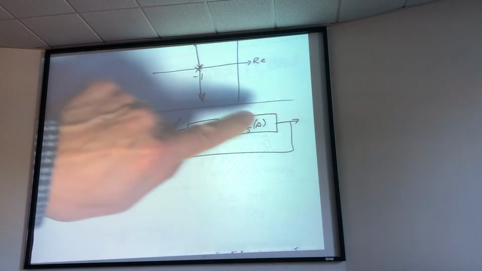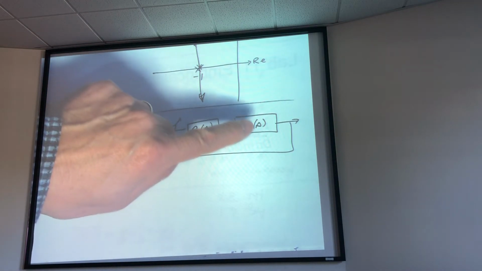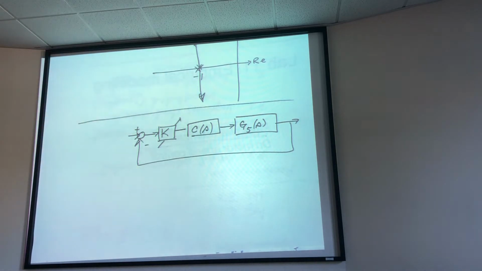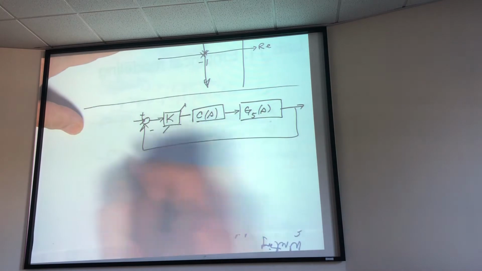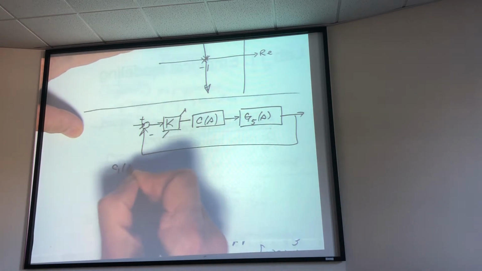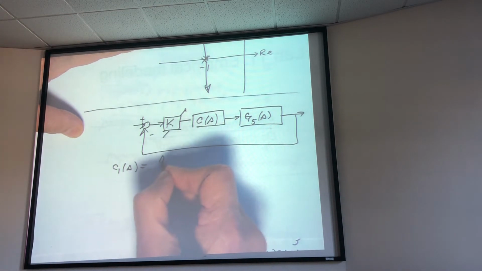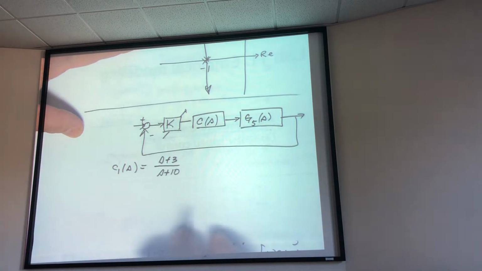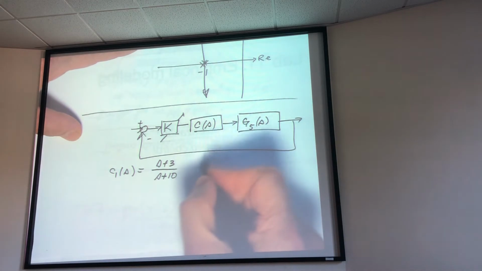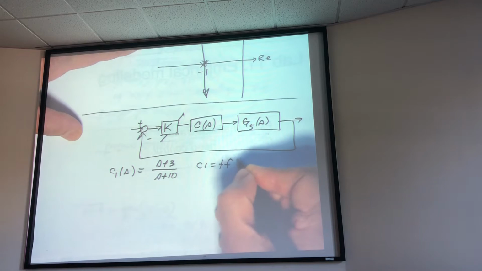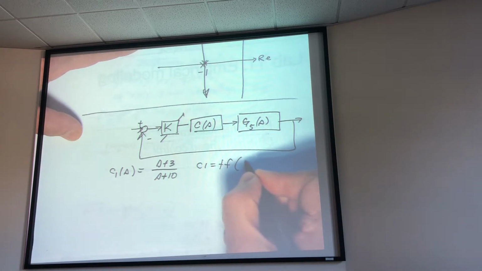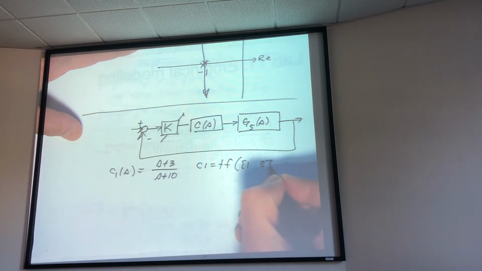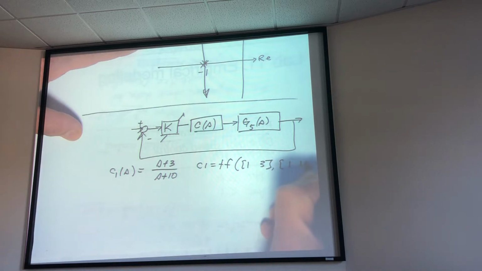So we already have this model. Let's put in a model for this. Let's do 2 models. Let's do C1 of S is equal to S plus 3 over S plus 10. Okay. So you would say C1 is a transfer function. The numerator is S plus 3. The denominator is S plus 10.